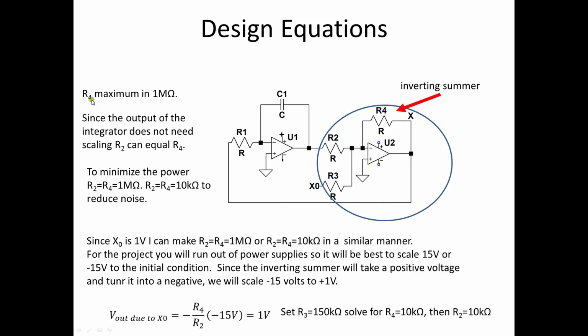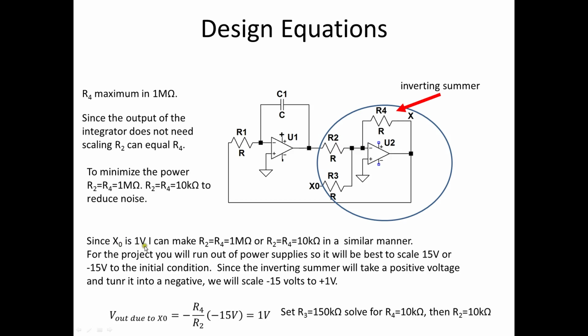Okay, so again, to summarize, R4 maximum is 1 mega ohm. I'm not going to put it there yet. Now, the output of the integrator doesn't need scaling, so R2 and R4 can be equal, meaning I'm already getting not X here, so if R2 and R4 are equal, then X is just the inverse of not X. Now if I want to minimize the power, I can set that to 1 mega ohm. If I want to minimize noise, I can set them equal to 10 kilo ohms.